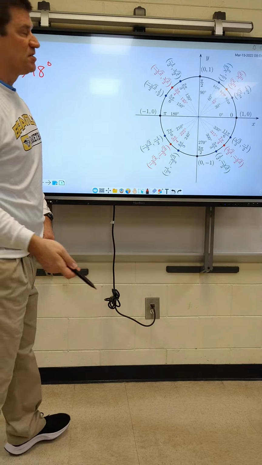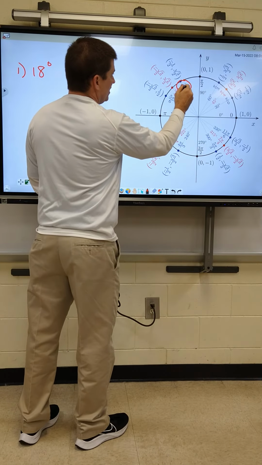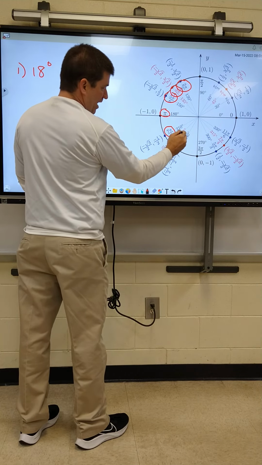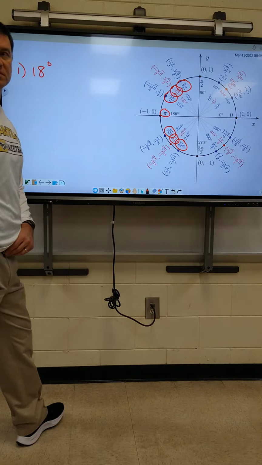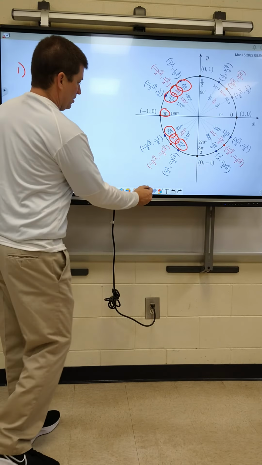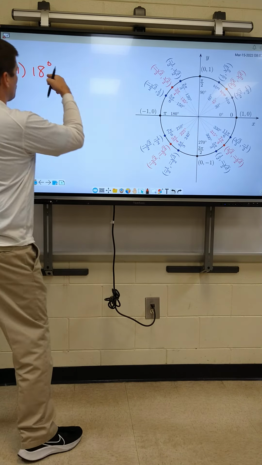What is a radian number? Our first question says, make this a radian number. Guys, a radian number is any number that's got a pi in it. All these numbers right here in the unit circle that have pi, those are all radian numbers. These are degrees. These are radians. So number one's asking us to make this a radian number.